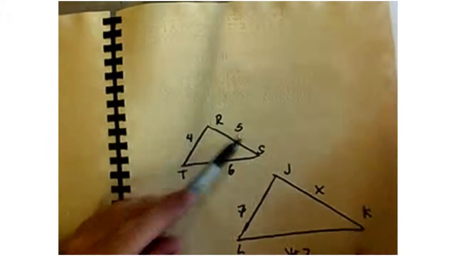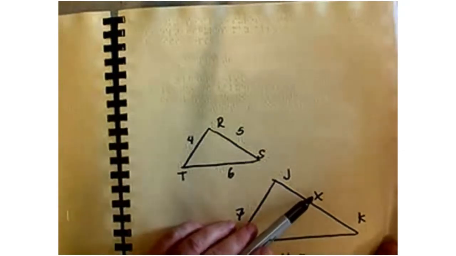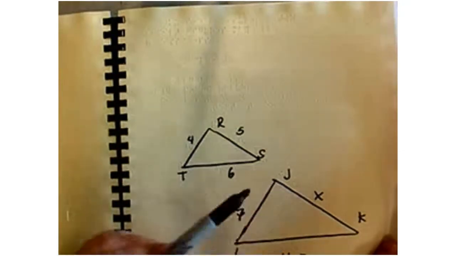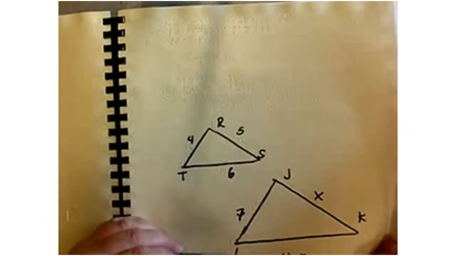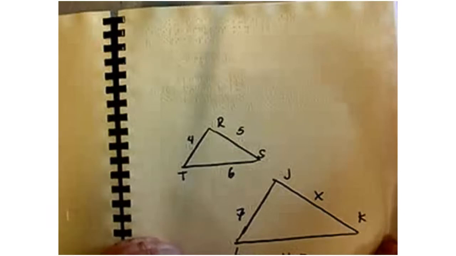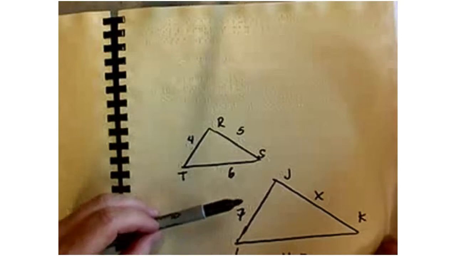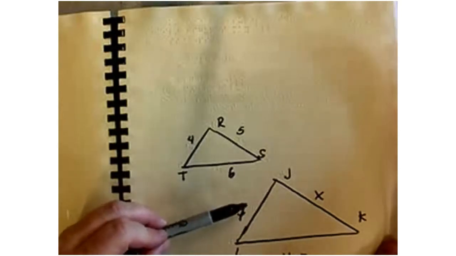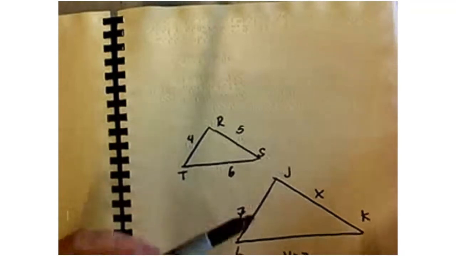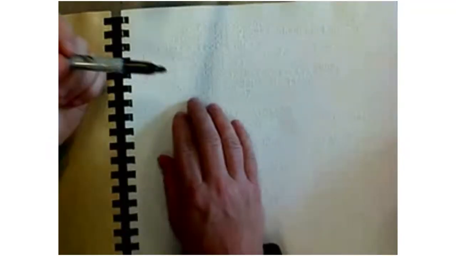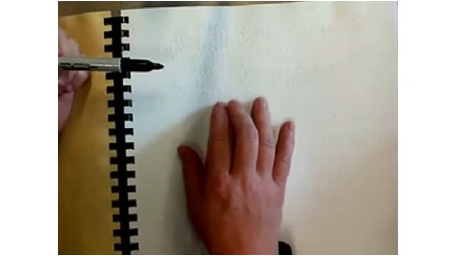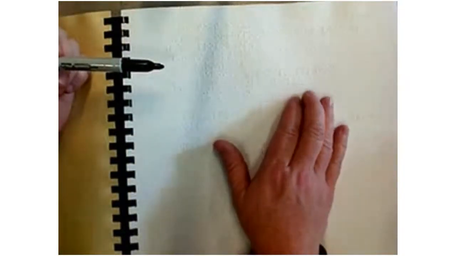Then we use substitution. So for RS, we look back on our drawing and RS is 5. So we plug in a 5 for RS. JK is x. We plug in an x for JK. ST is 6. We plug in a 6 for ST. y plus 2 is KL. We plug in that for KL. And then 4 is TR, and we plug in that for TR. And then 7 is LJ, and we plug in that. So we have this 5 over x equals 6 over y plus 2 equals 4 over 7.